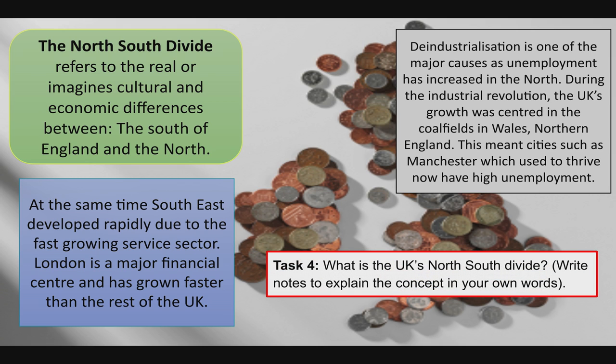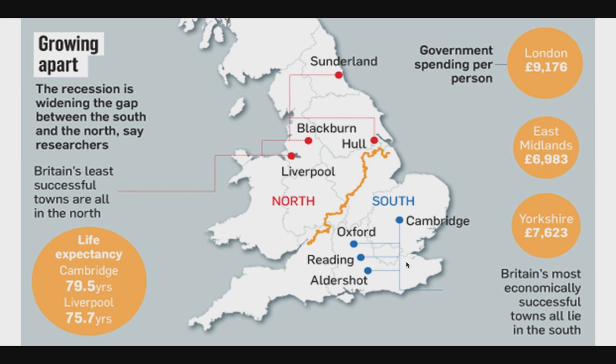So, task 4 then. In your own words, please, what is the UK's North-South divide? I want you to explain that concept, please. In your own words, it should be a PEEL paragraph, please. Make the point, explain it, give an example, link it to something else. In particular, you could link it to deindustrialization. Okay? Off you go.